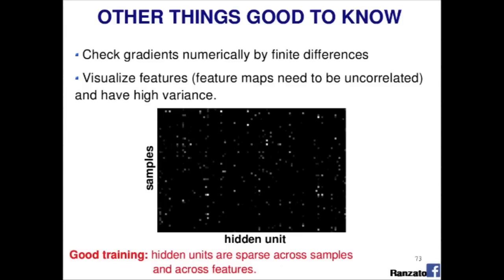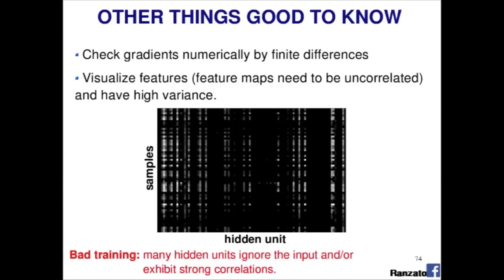Good things to know: the main cause of troubles when training these systems is bugs in how you compute the gradients, and numerical gradient checking can spot them. It's useful to visualize the internal states. So the figure that you see here is just an image where the rows are different samples and the columns are different hidden units. What you expect is to find something that is sparse with random dots, right? What you don't want is something like this, where you have hidden units that are always on or always off, so ignoring the input, and they are strongly correlated. So that points to problems in how you optimize, how you initialize, or something like that.